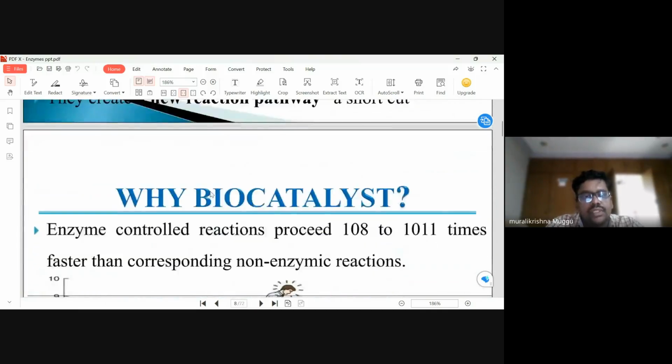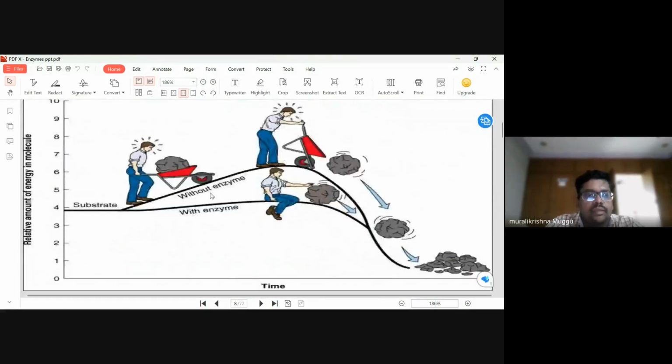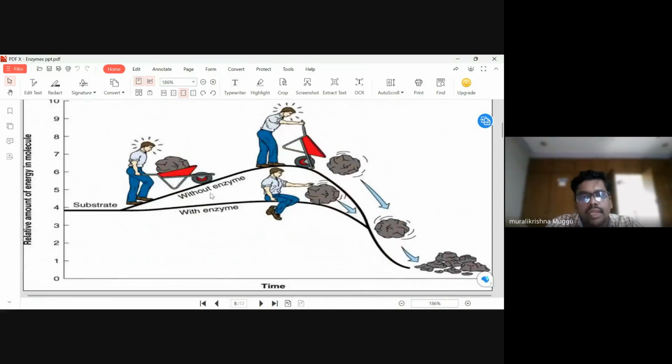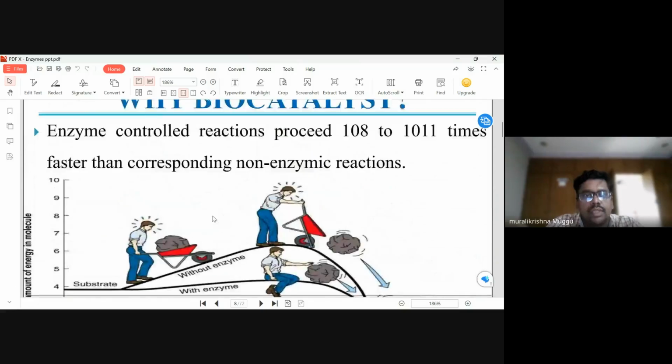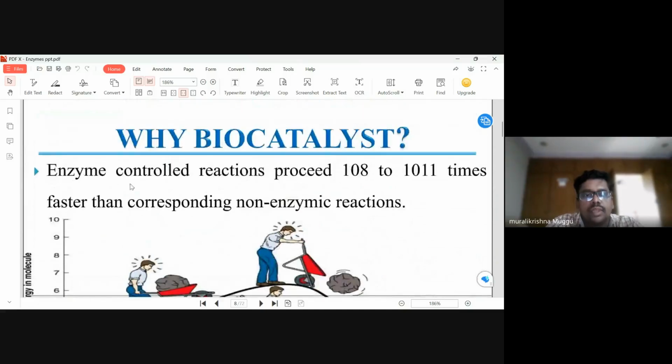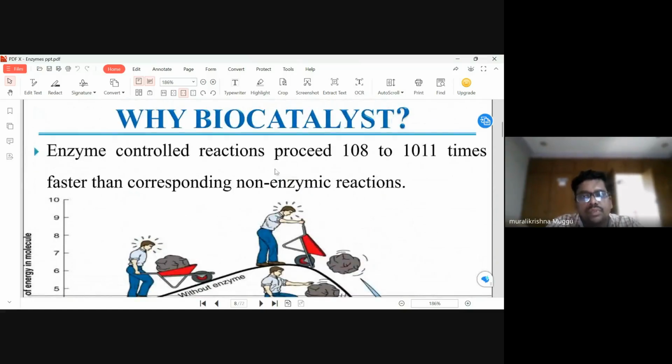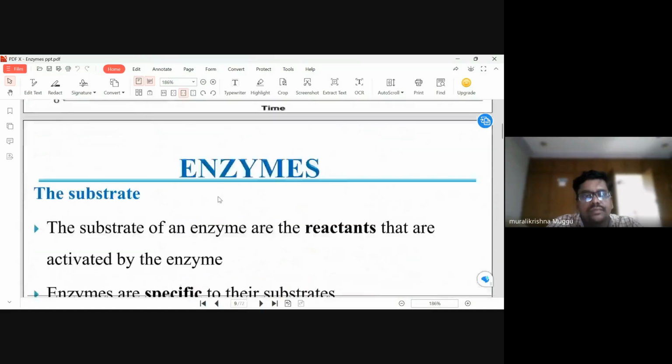For example, in the graph between time and relative amount of energy in a molecule, you can observe the substrate converting into a product without the enzyme, and this is with the enzyme. Without the enzyme, how much time does it take? With the enzyme, the reaction starts by a shortcut. This is a new shortcut, a new pathway. Enzyme-controlled reactions proceed 10^8 to 10^11 times faster than the corresponding non-enzymatic reactions.